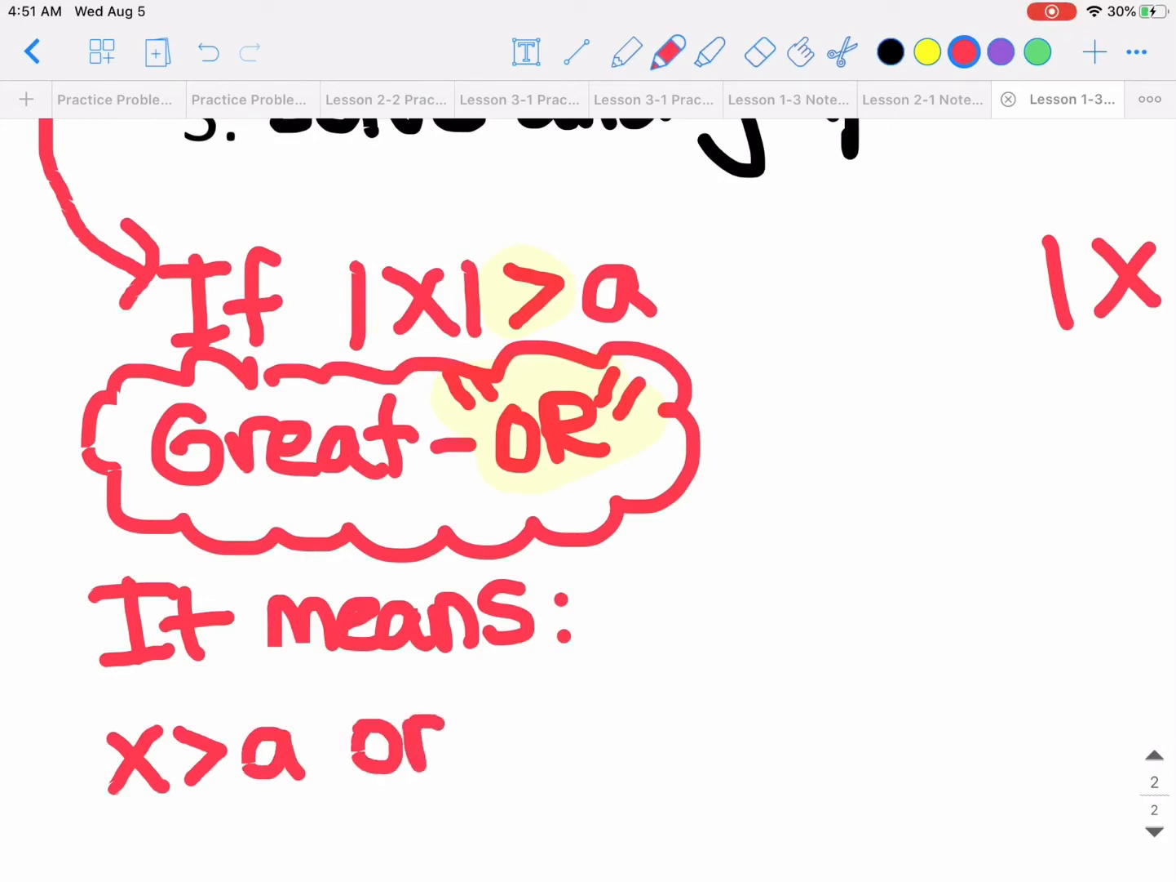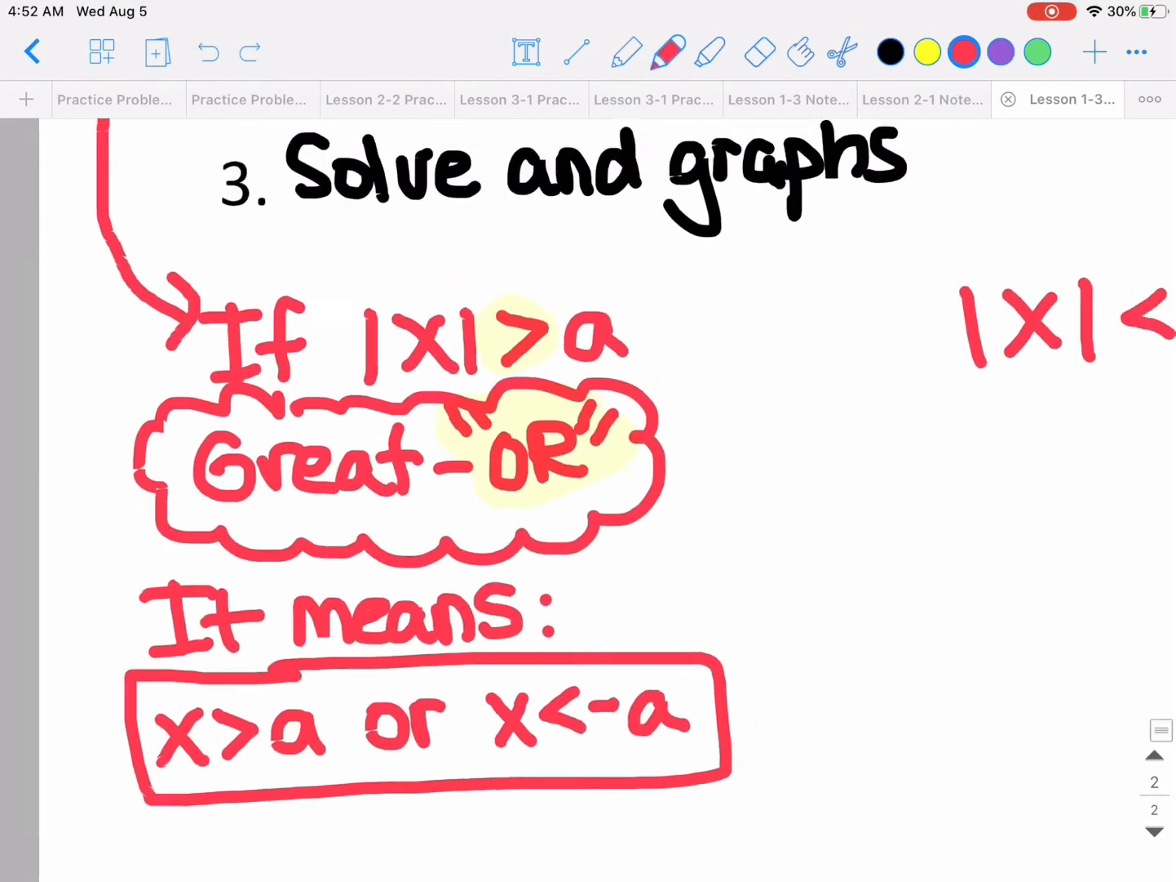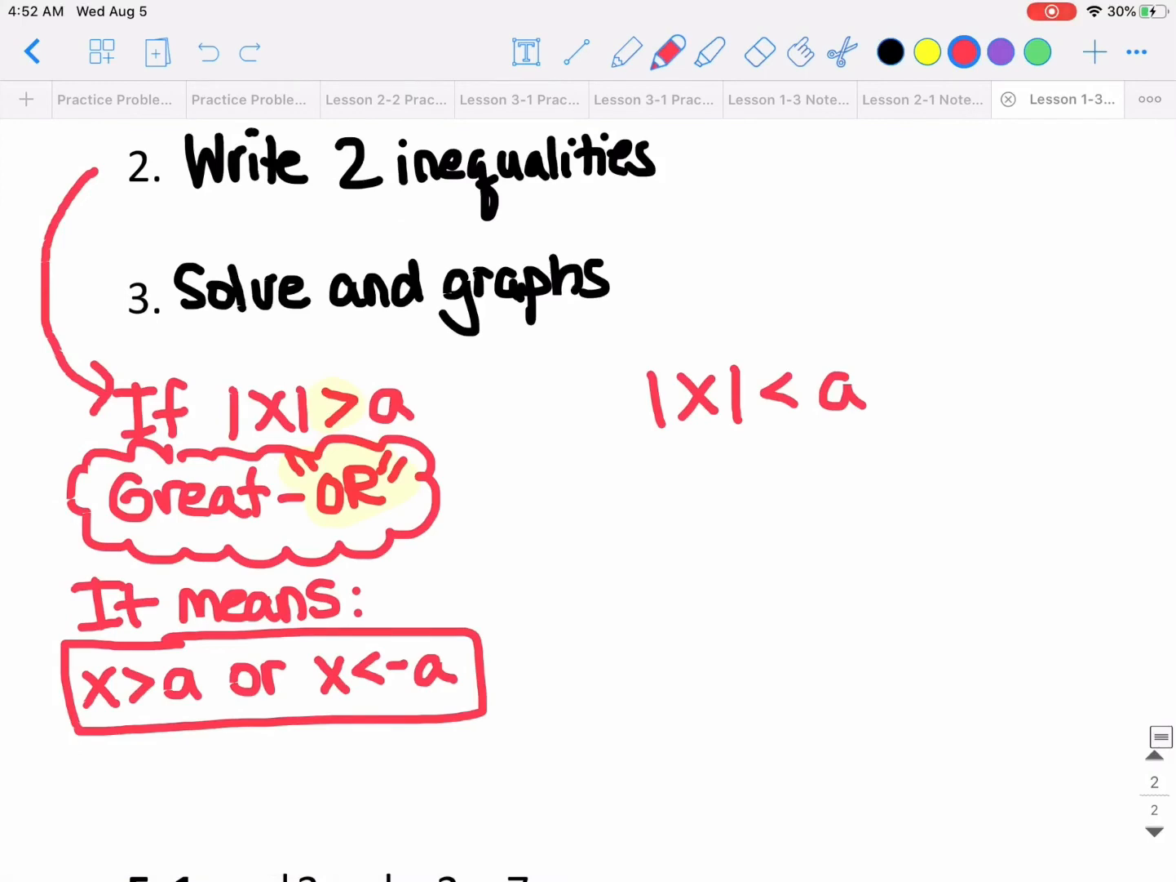The second inequality that I'm going to write, the word that's going to separate them is "or." For the second inequality, I'm going to change this sign to be the opposite, so it's going to be less than instead of greater than. And I'm going to change this number to be the opposite, so it's going to be negative a instead of positive a. So if I see that the absolute value of x is greater than a, the two inequalities I'm going to write are x is greater than a, or x is less than negative a. And it's really important that I have this "or" in between. So if you have greater, remember great-or.